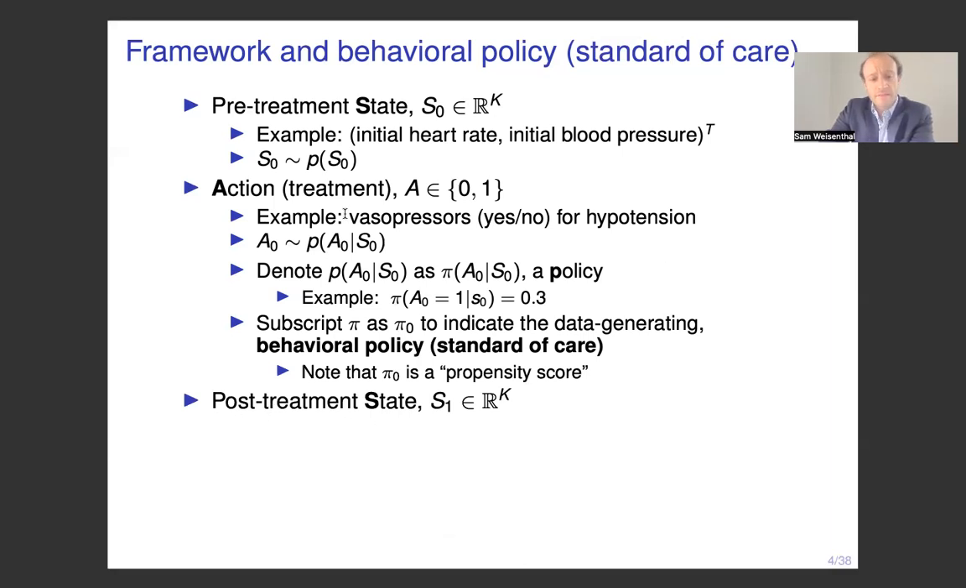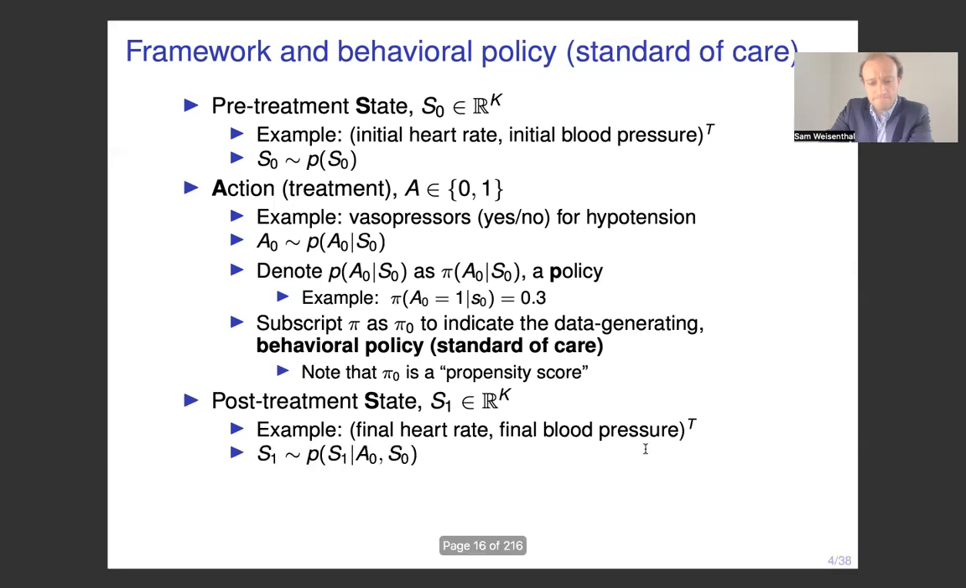Given the pre-treatment state and then the action that was sampled, we'll obtain a post-treatment state, which is another vector that describes the patient. For example, it might be their final heart rate and their final blood pressure. This final state, the post-treatment state, is sampled conditionally on the pre-treatment state and the action that was taken. These two things influence the post-treatment state. The final blood pressure is influenced by the action that was taken, whether vasopressors were taken, and the initial blood pressure, for example.